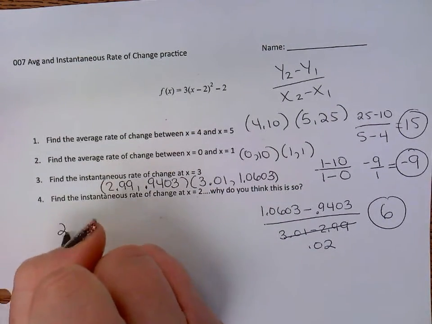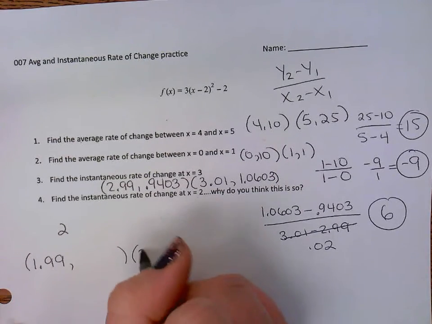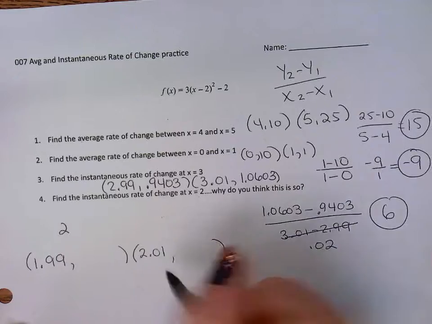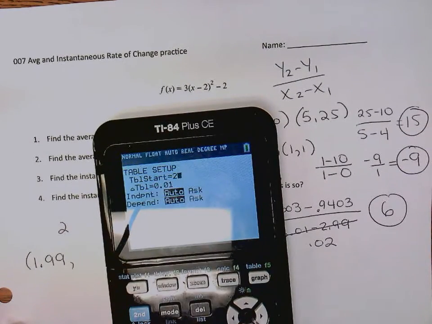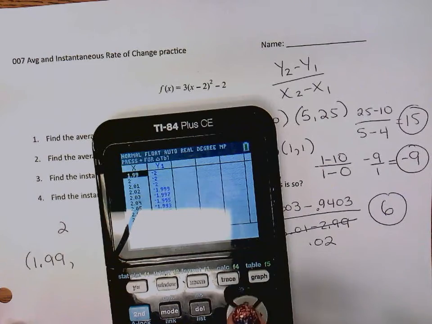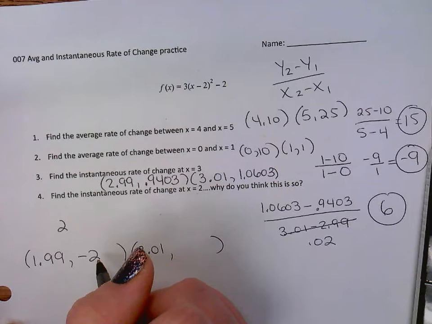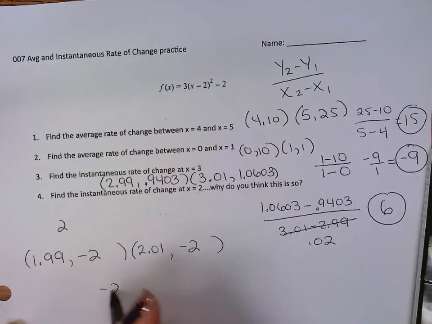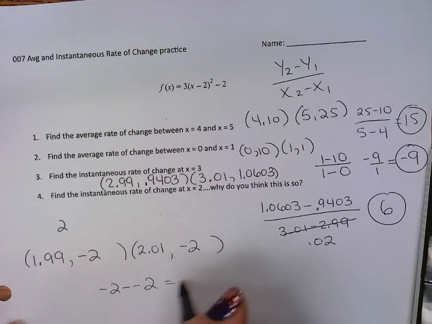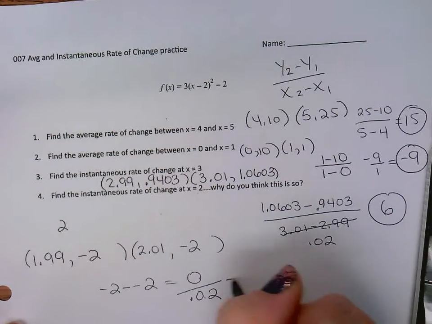Now it wants me to find the instantaneous rate of change at 2. To find it at 2, I'm going to kind of split that difference around 2. I'm going to go to 1.99 and 2.01 in my table setup, start at 2 this time. So at 1.99, it's negative 2, and at 2.01, it's also negative 2. So when I do y2 minus y1, I actually get 0. So 0 divided by 0.02 is still 0.